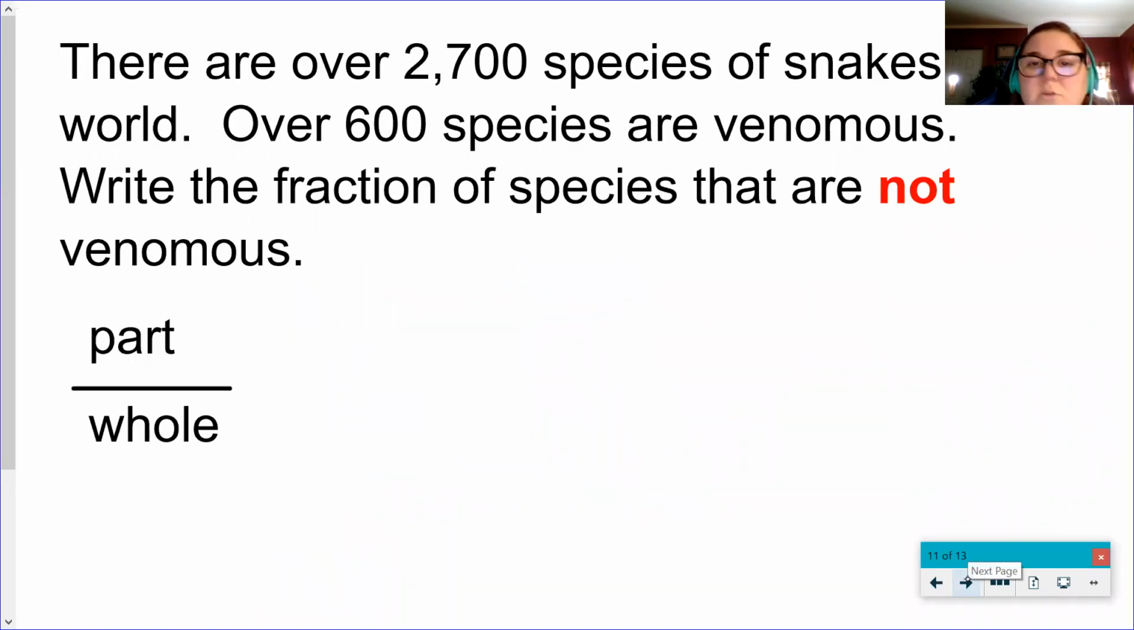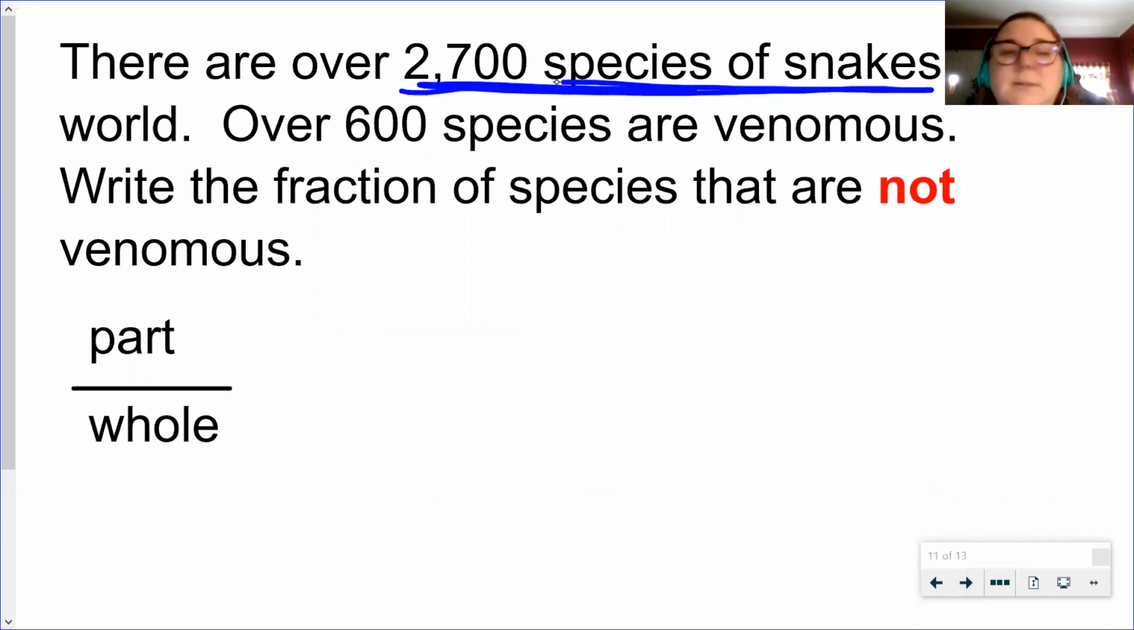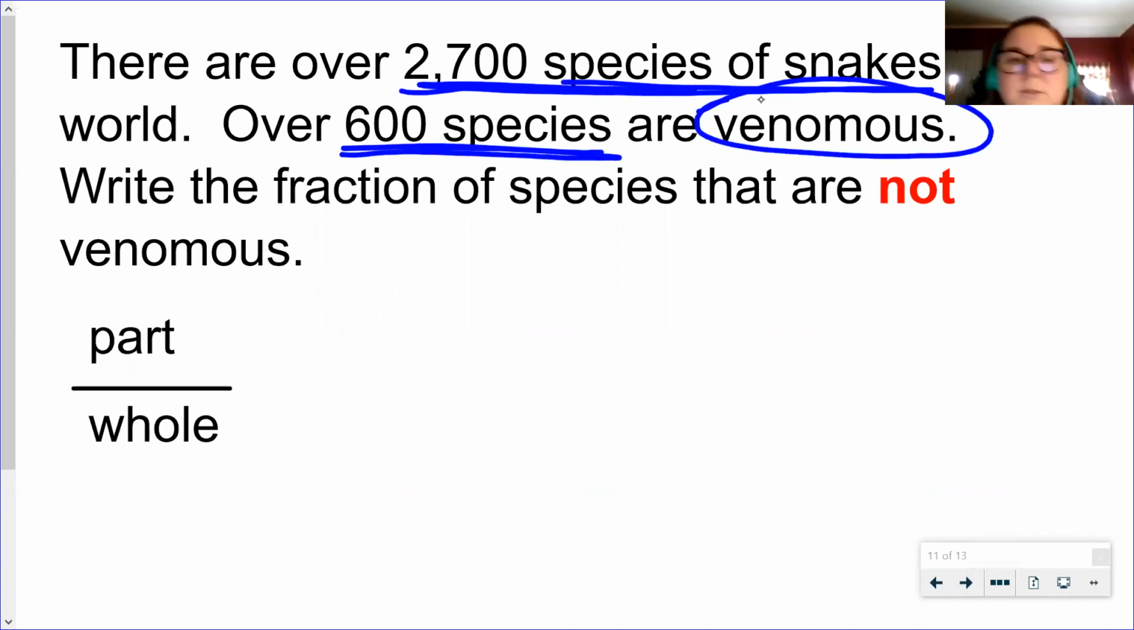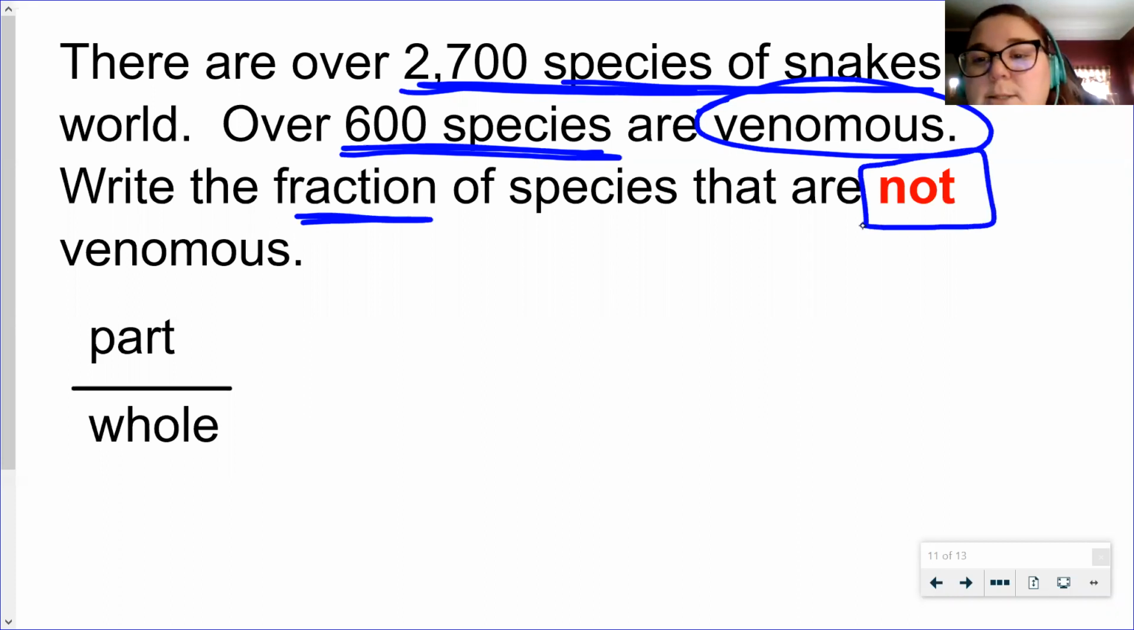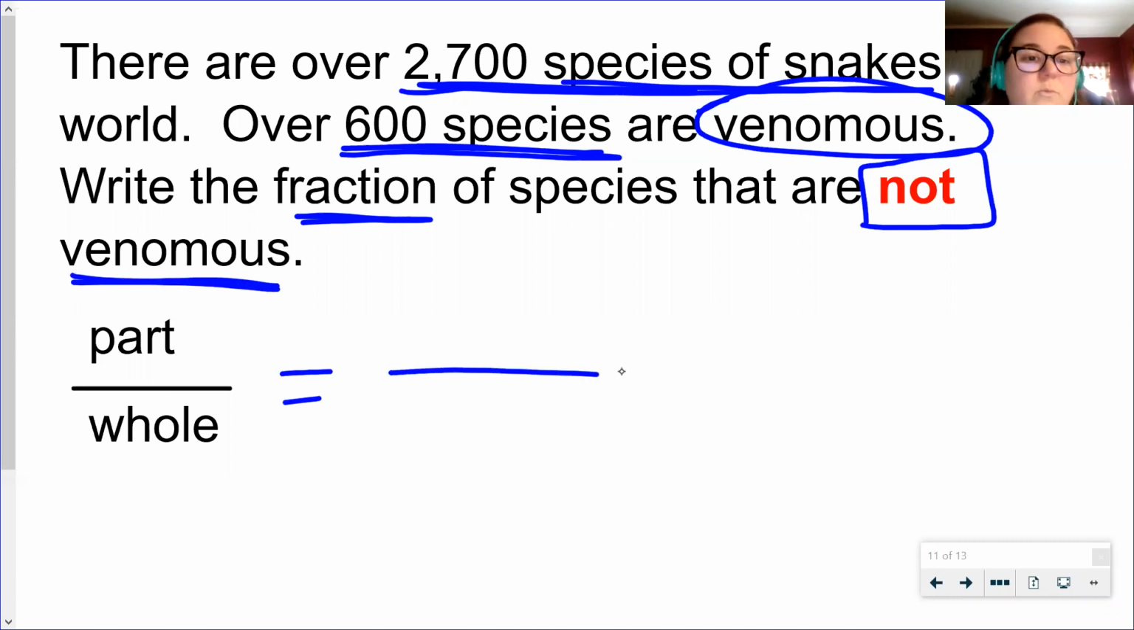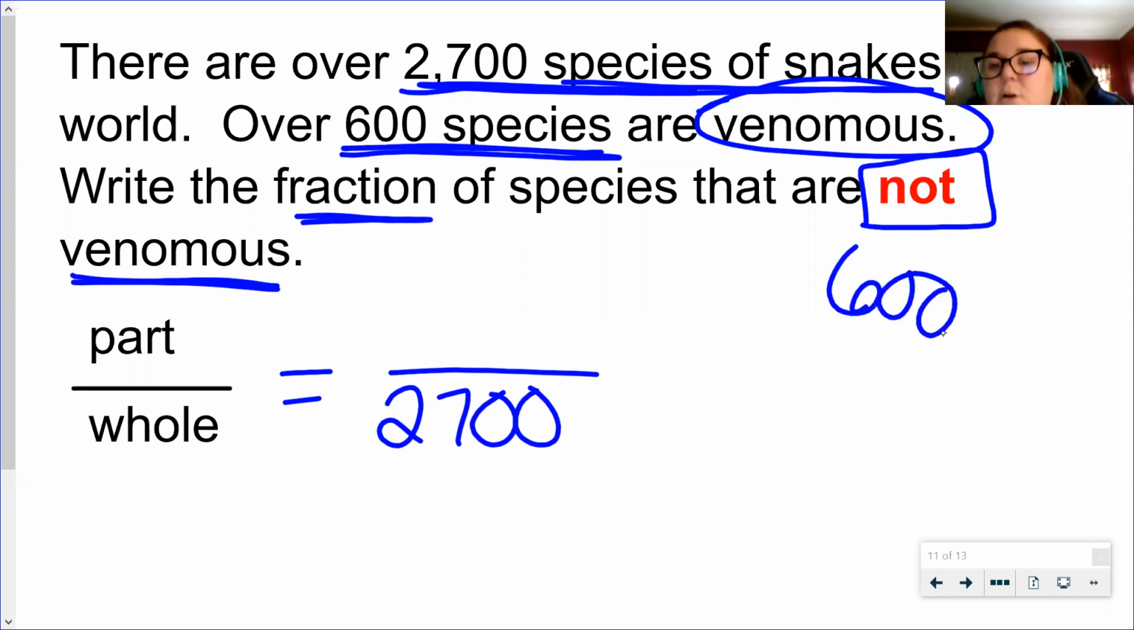Okay, question a little different. Be careful here. There are over 2,700 species of snakes in the world. Over 600 species are venomous. Not poisonous, venomous. Write a fraction of species that are not venomous. Okay, first of all, how many total species are there? Whole. Whole is the total, so how about 2,700? Now, we want the ones that are not venomous. Well, this 600 are. How do I find how many are not?